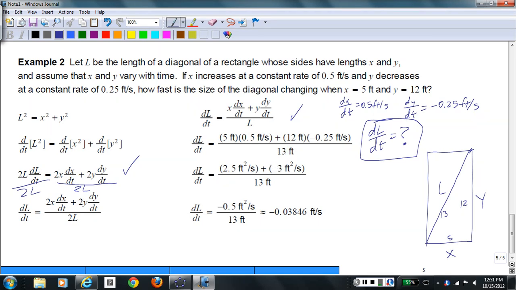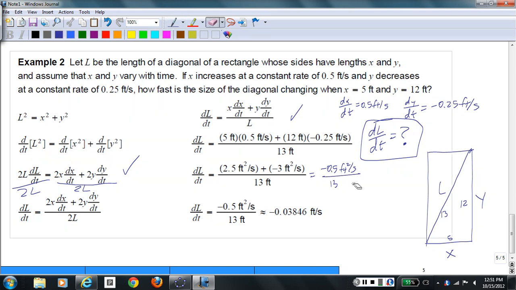I don't know if I can attach any meaning to that because we're really not talking about area. But we would get negative 0.5 square feet per second in the numerator. Divide that by 13 feet. And then the feet in the denominator divide out one factor of feet in the numerator. And so we end up with feet per second, negative 0.03846 feet per second.